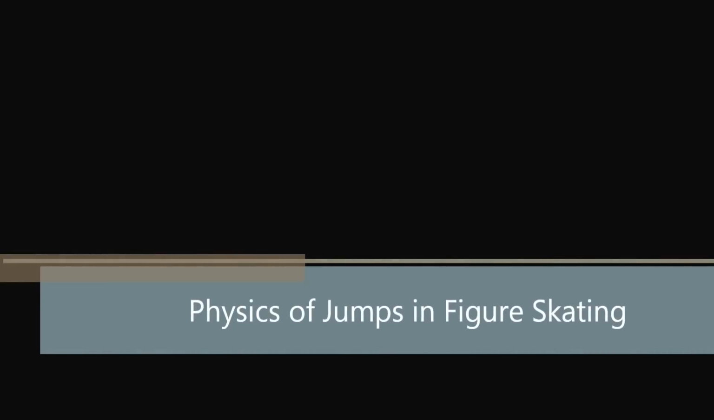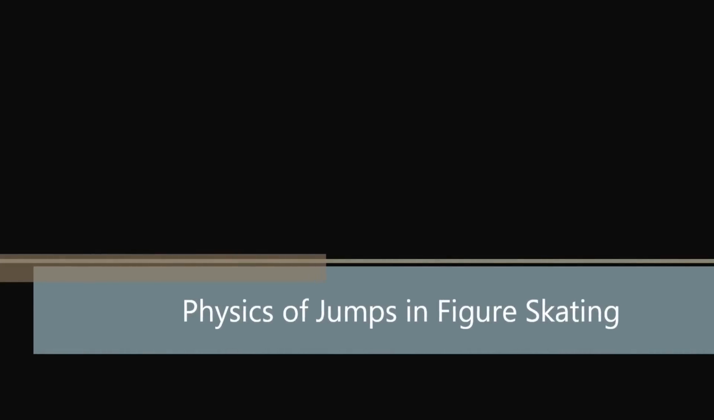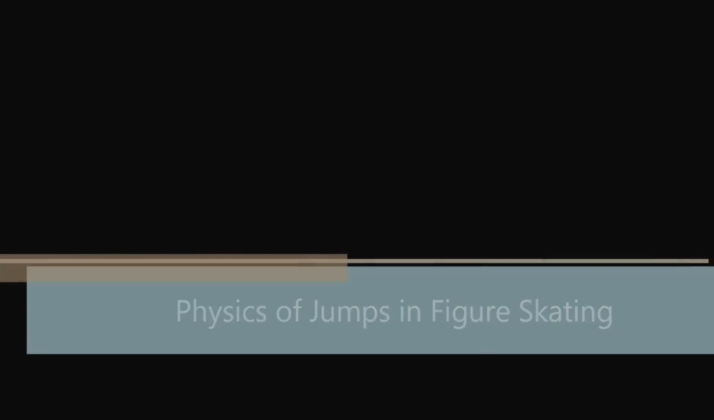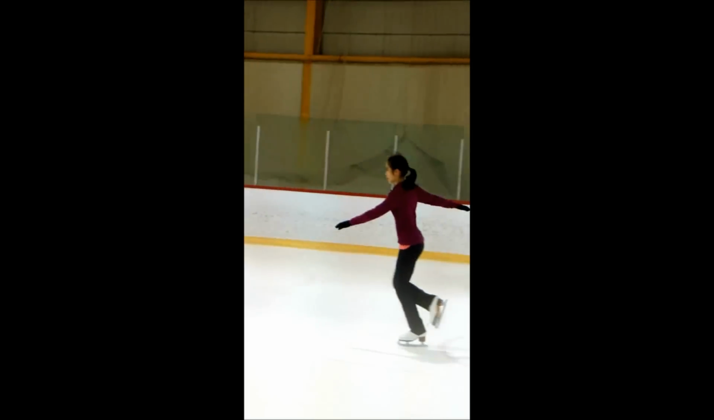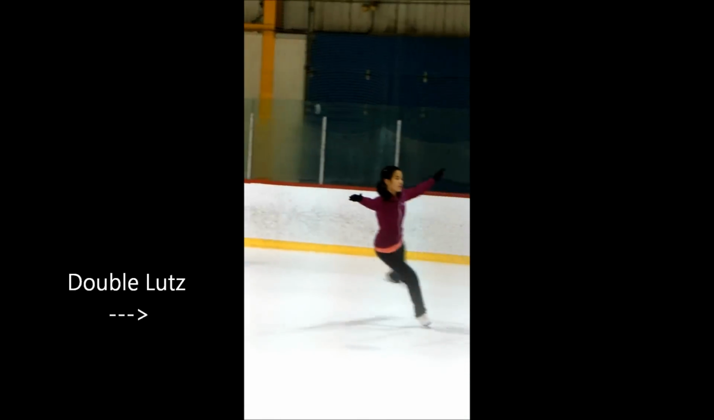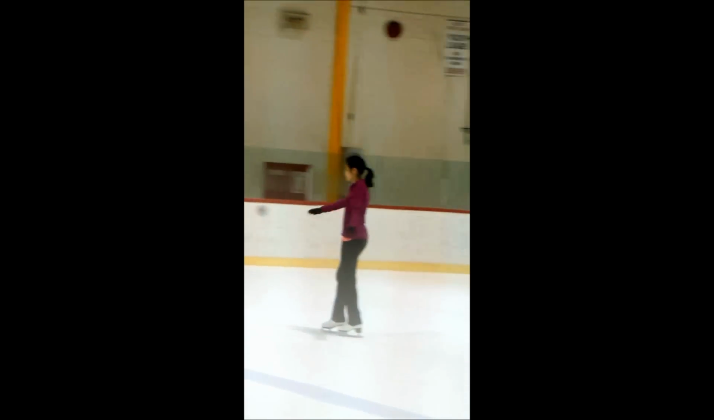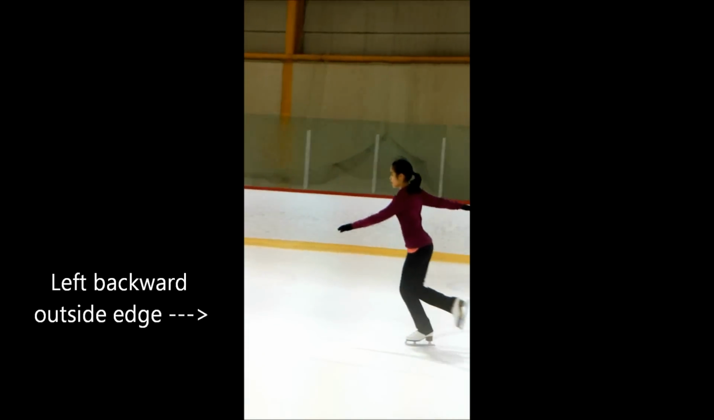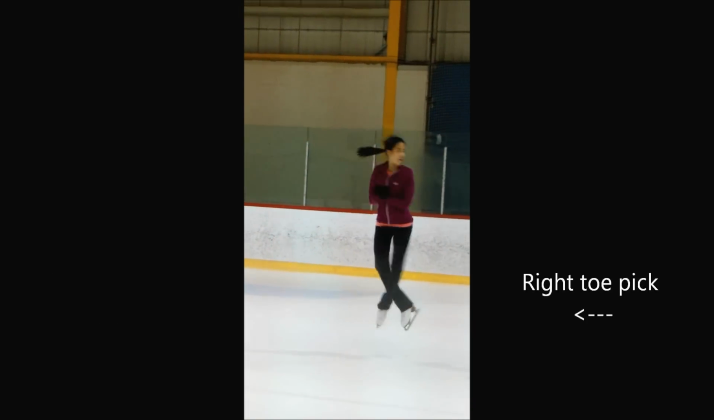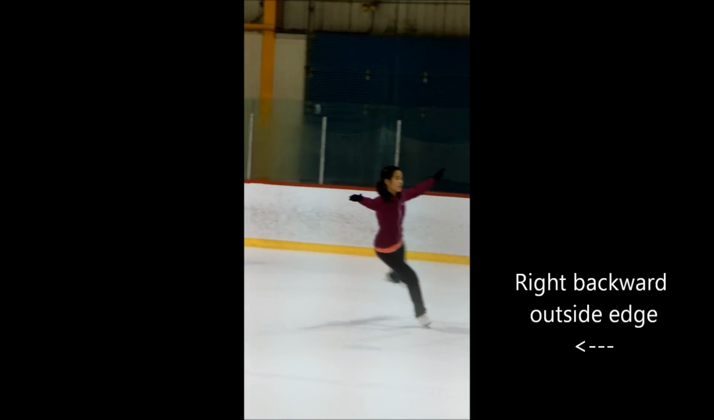Hi, this video will be explaining to you the physics behind 3 jumps in figure skating, the Lutz, Axel, and loop. This is a double Lutz. A Lutz is a jump that takes off from a left, if you are right-handed, backward outside edge, and it is assisted by the right toe pick. Then you land on a right backward outside edge.